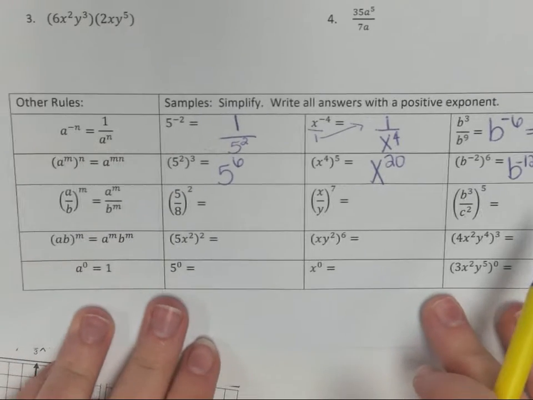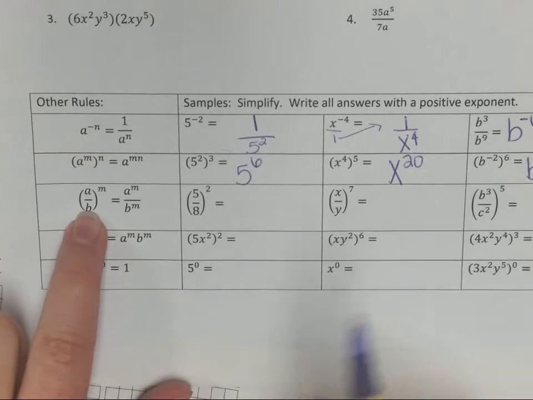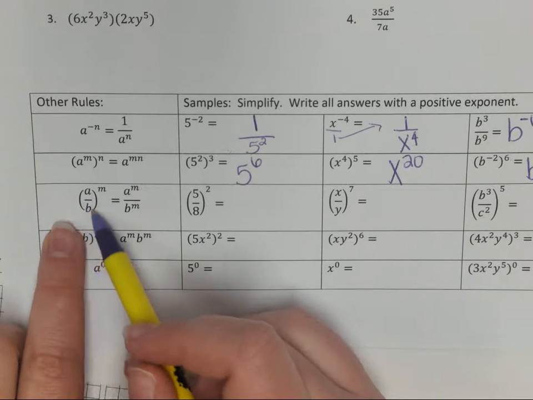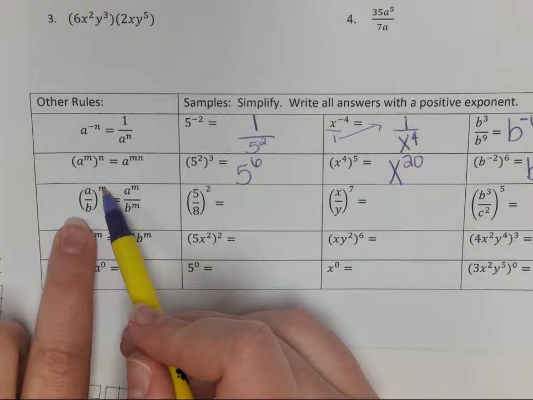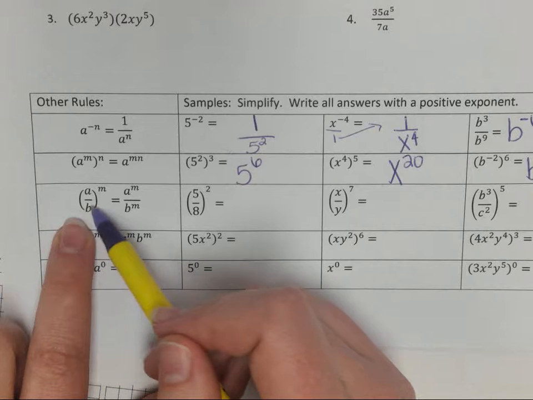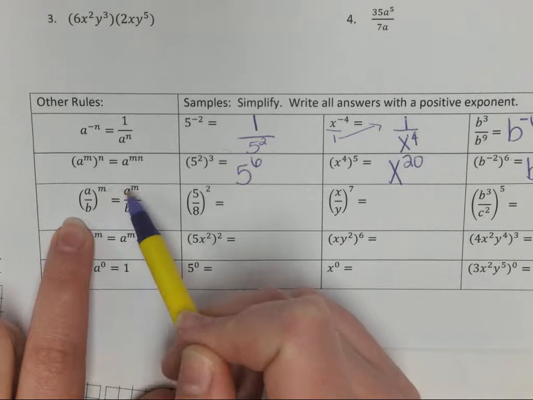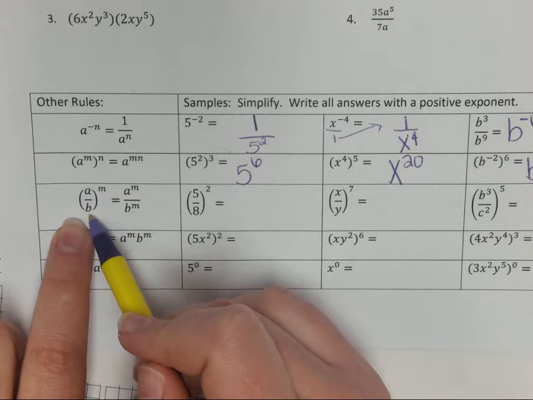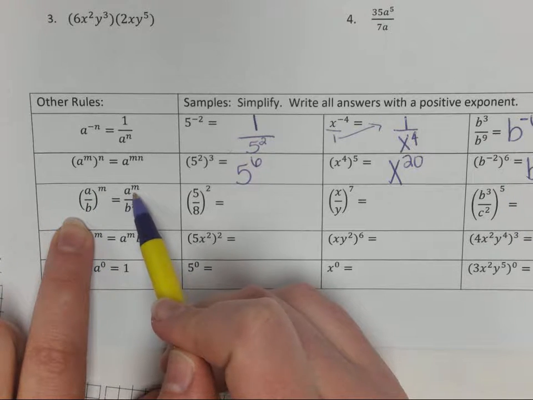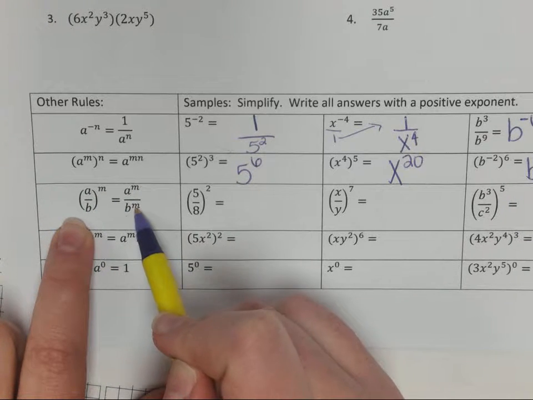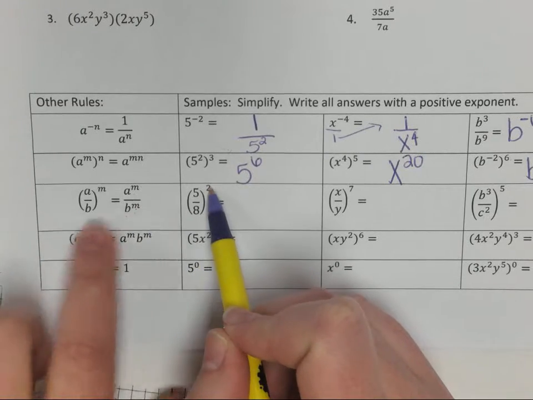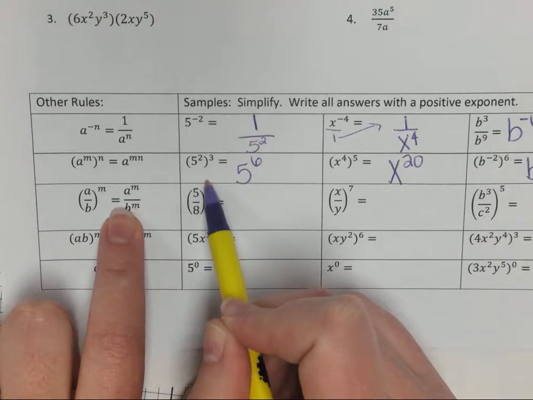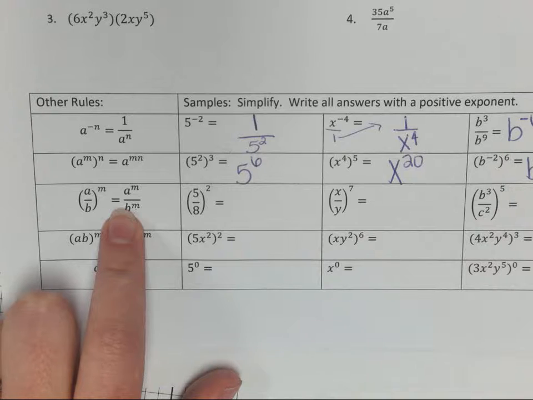Okay. The next one, we have a fraction being raised to an exponent. When we have a fraction being raised to an exponent, everybody in this fraction gets this. So a over b, all to the m power, is the same thing as a to the m power divided by b to the m power. Okay, so right here, if we have this exponent of 2 on the outside, who on the inside gets that 2?